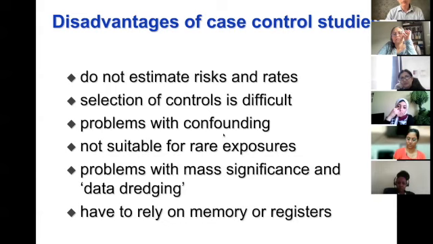You might have problems with confounding. We'll talk about this more on day 4. Not suitable for rare exposures. Okay, because rare exposures, again, we might not find them in our case and control group. Problems with mass significance and data dredging might be there. If you are just using lots of data, if you do 100 tests, several of them will be positive even though there's no association. You have to rely on memory and registers because it's a retrospective study design.